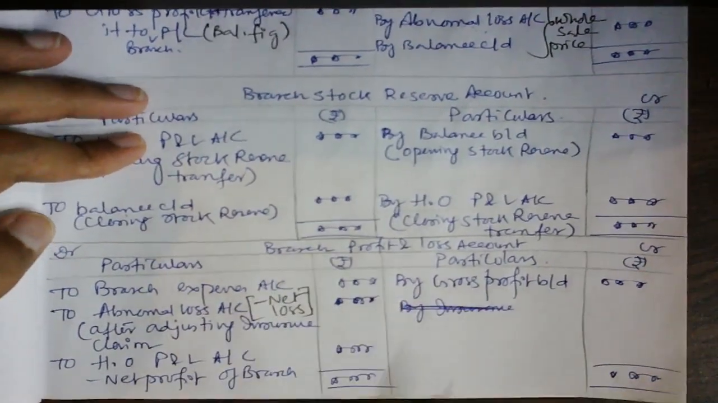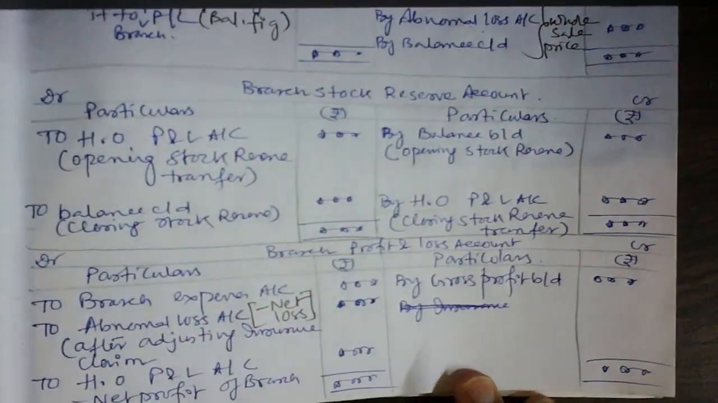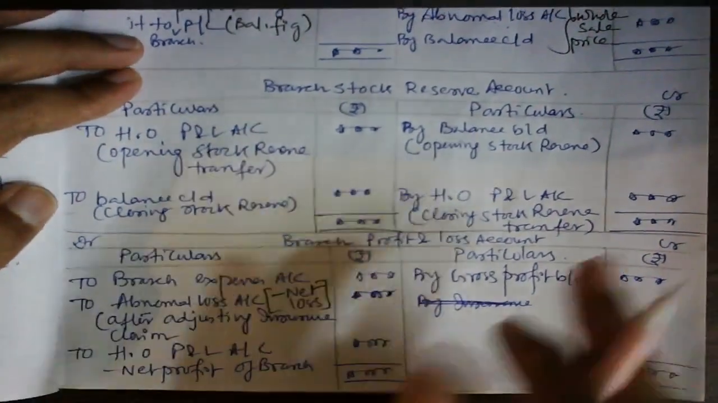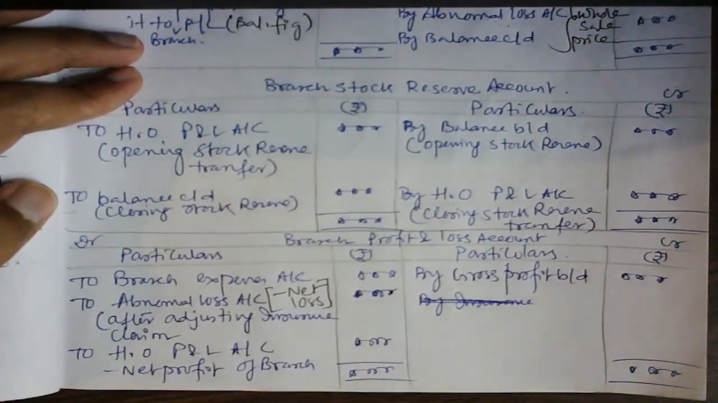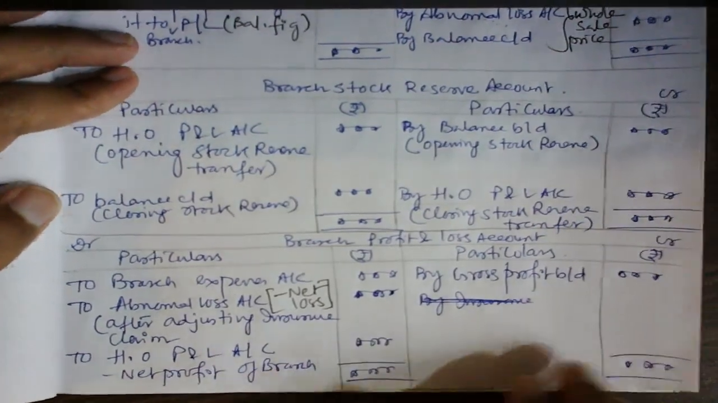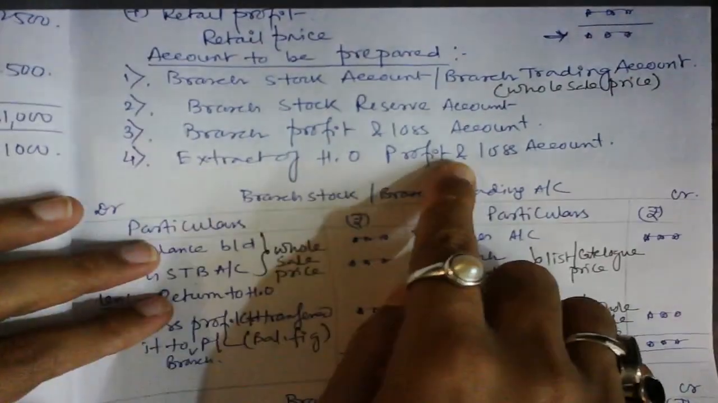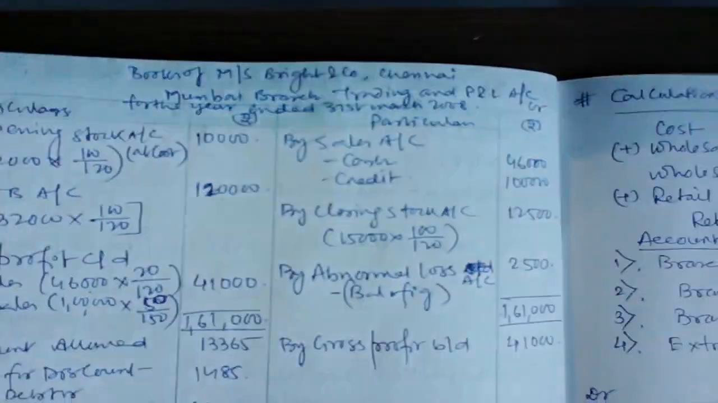Tell me, Bhumi. Yeah, please note it down. Please note it down once. Done? Okay, one thing we just need to do is the account extract of HOPL. So we are going to prepare this account also. Let's prepare this one too.